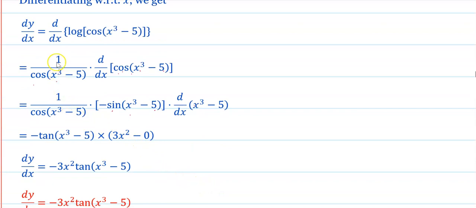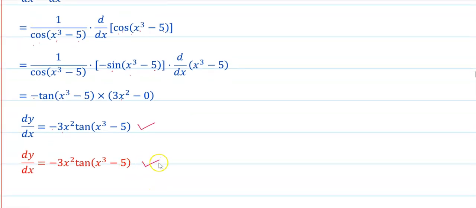And in this way, we have first is 1 upon cos of x cube minus 5. ddx of cos of x cube minus 5 is a minus sin of x cube minus 5. Derivative of x cube is a 3x square. Derivative of 5 is 0. आणि पुढे काय तर नॉर्मल सिम्प्लिफिकेशन आहे. Here is minus sign which is the minus 3x square हा पुढे घेणार into tan of x cube minus 5, and this is the end. Okay, this is the final answer.